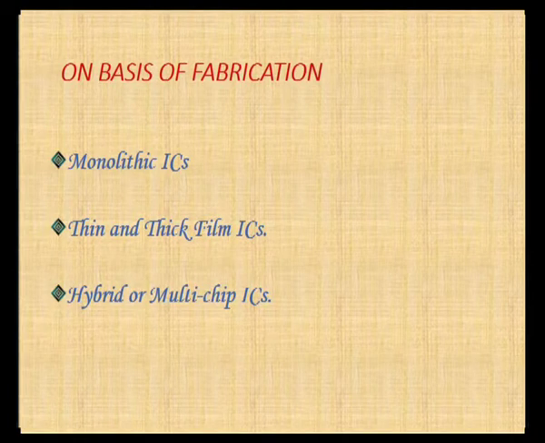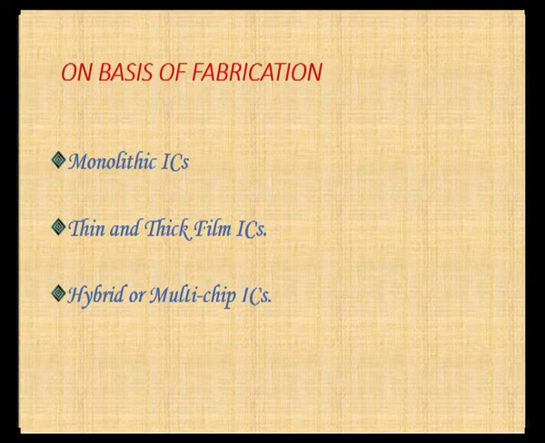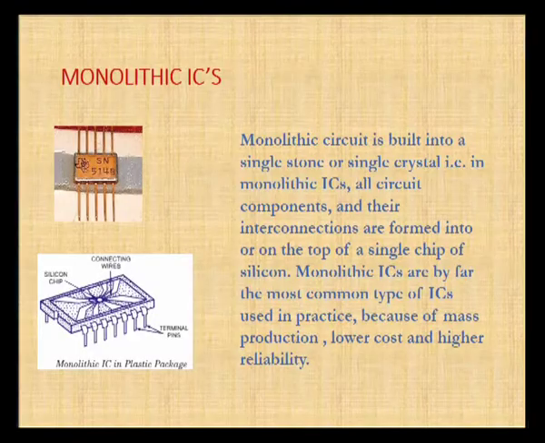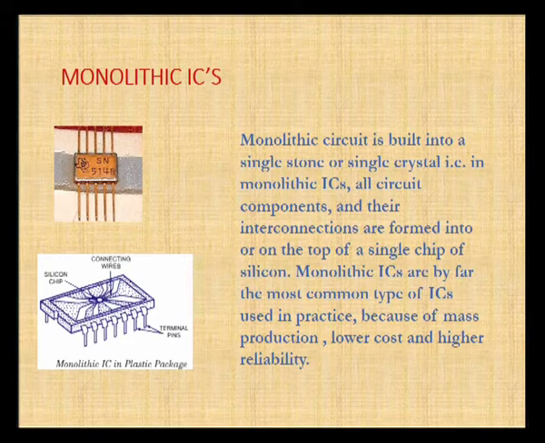One is monolithic ICs, then thin and thick film ICs. Next, hybrid or multi-chip ICs. Let us study each one clearly. Monolithic means a single stone: a single chip or single silicon wafer where all the components are placed and interconnected with one another. Monolithic ICs are used widely because of mass production, low cost, and high reliability.